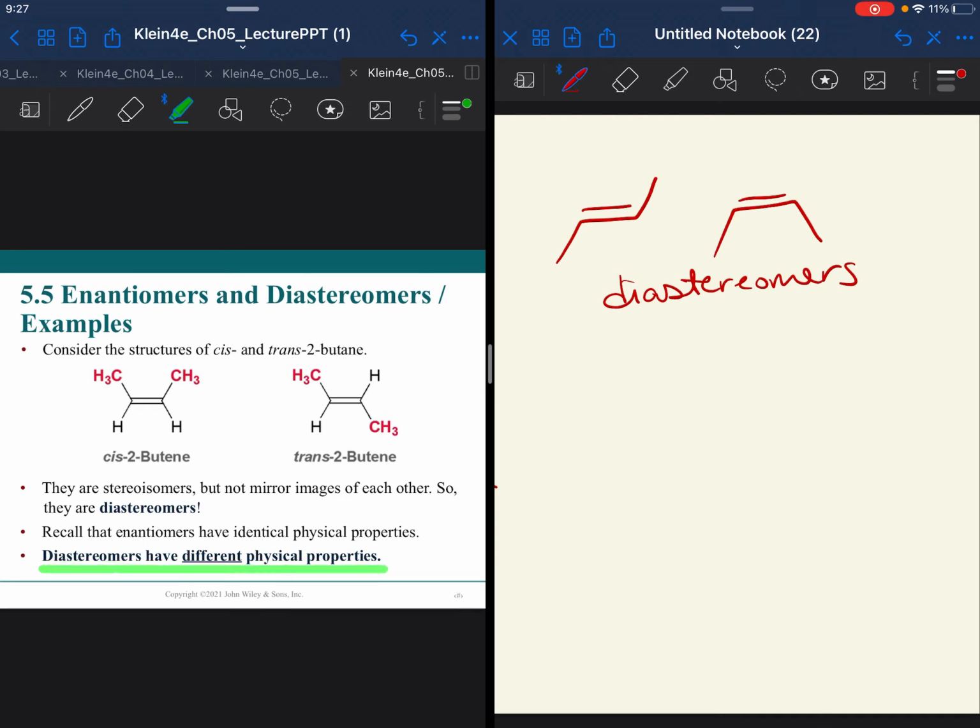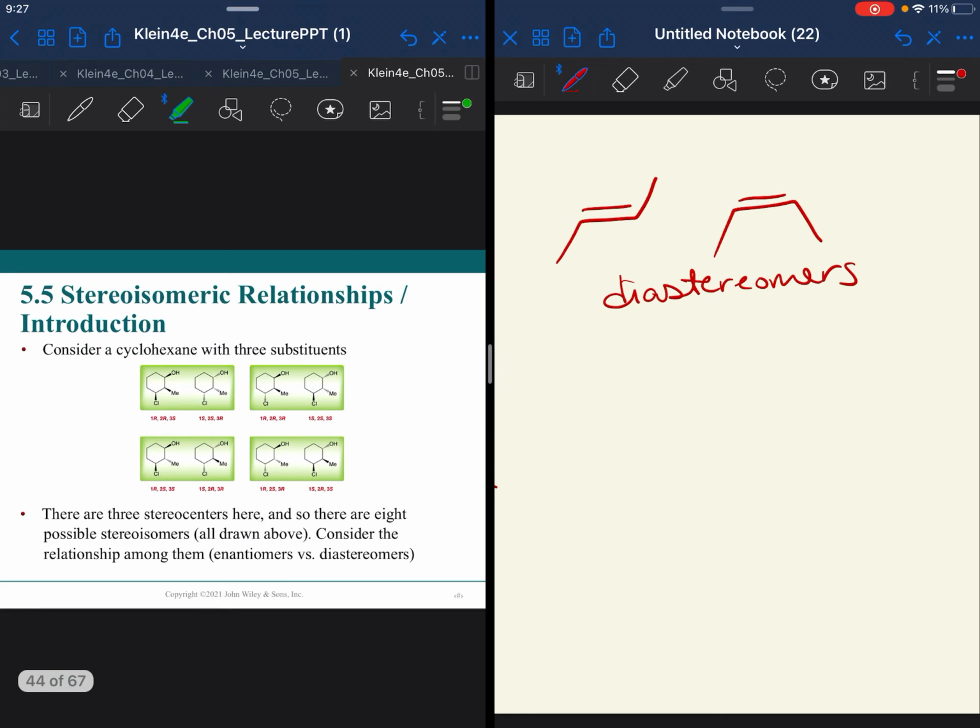Diastereomers have different physical properties, right? These aren't chiral compounds we're looking at here, so they're not going to have optical activity, but they are going to have different melting points and boiling points and different physical properties that we can measure. They may be close, they may be similar, but they are going to have different physical properties, unlike enantiomers, which are going to have the same physical properties and just that difference in optical activity and chiral molecule interaction.